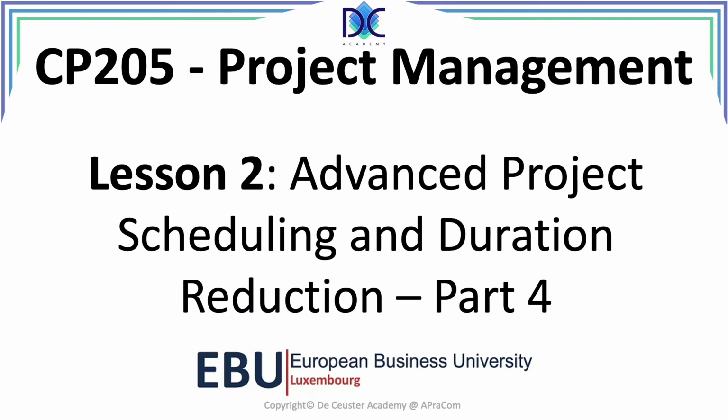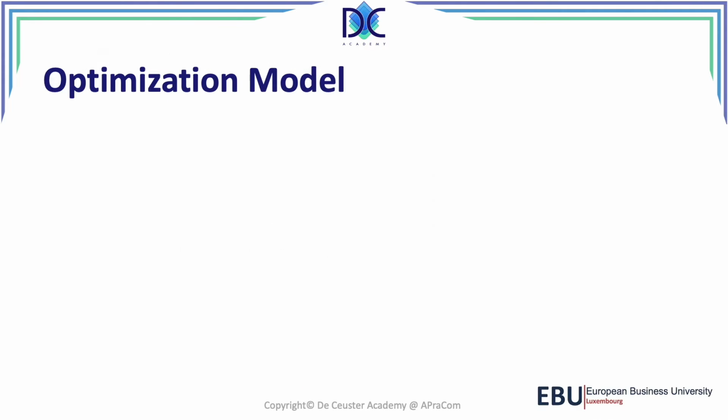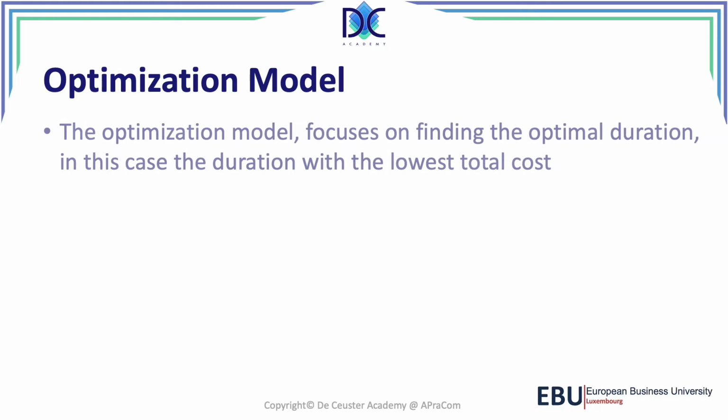We are now starting with lesson 2, the fourth part of lesson 2, and we're still talking about advanced project scheduling and duration reduction. Now we are going to look at the optimization model. In the previous video, I was speaking about the cost-time model, where we found a relationship between the time to complete the project and the cost of the project. Now we're going to look at the optimization model, where we try to find an optimal duration, the duration with the lowest total cost.